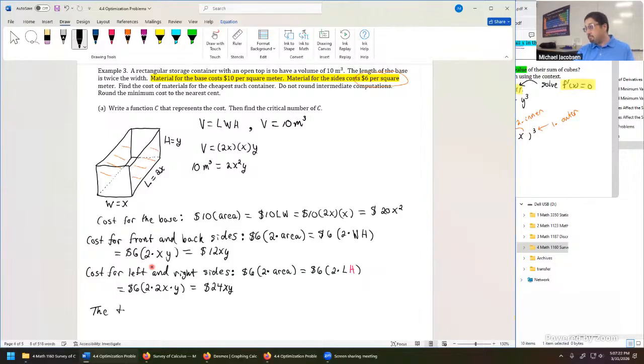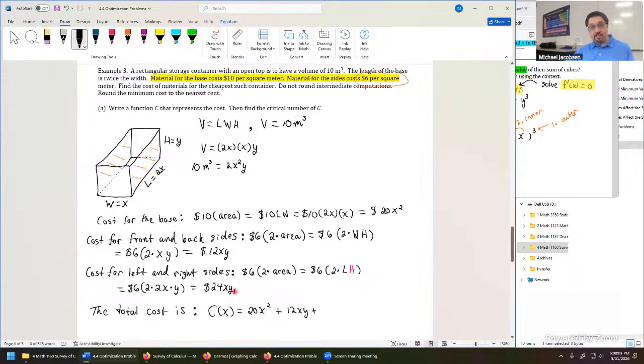The total cost is, you could call it f of x if you like. I'll copy the format of the problem and call it c. It needs to be c of one variable x for our methods to apply. So I'll hope for the best and call it c of x and hope we can get it to that stage. Cost at x is going to be cost for the base, which was 20x squared. I'll drop the dollar sign at this point and just write it in this way. Then add the cost for the front and back, plus 12xy.